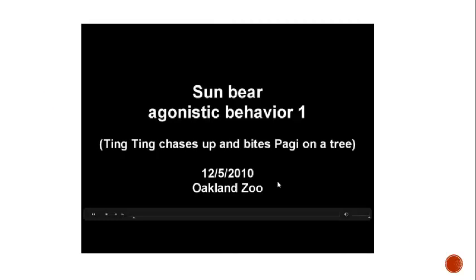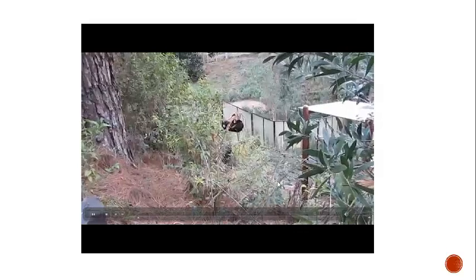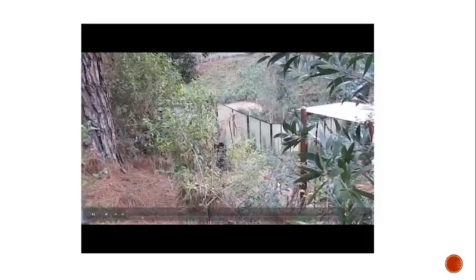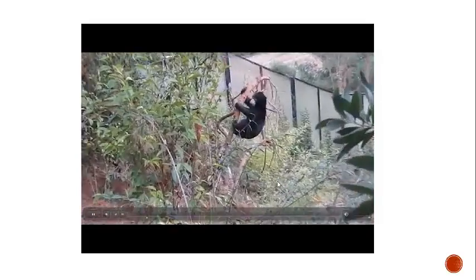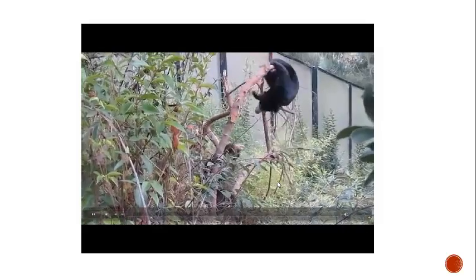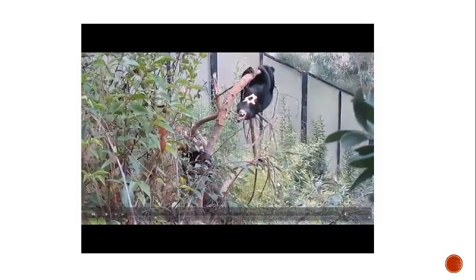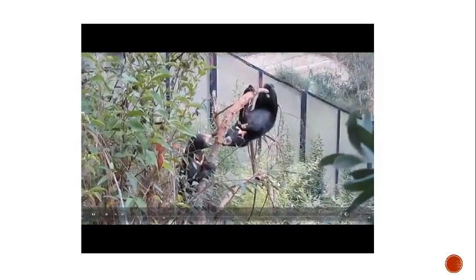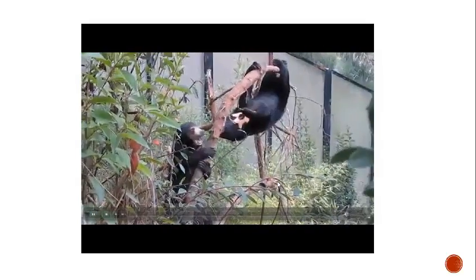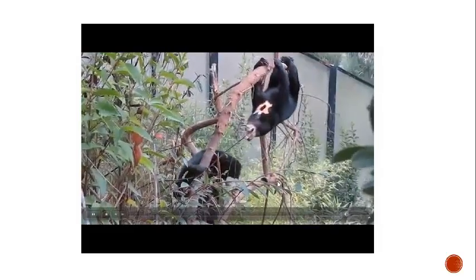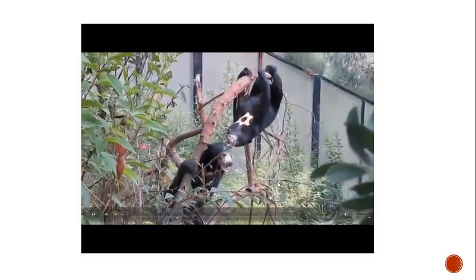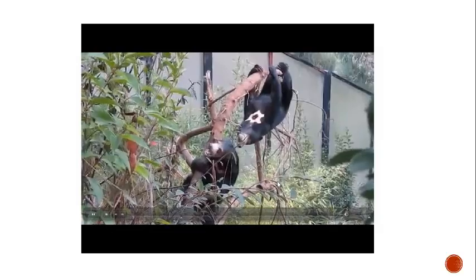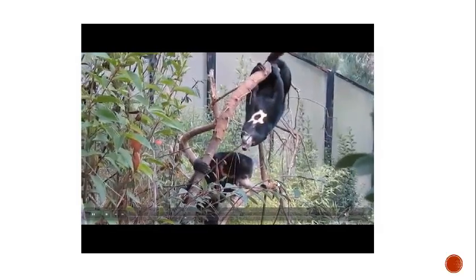This is using the sun bear, and you can see it's pretty easy to see. Obviously, one is more aggressive and the other one is more submissive. You can see it's opening its mouth, it's showing its teeth. It's not actually going to hurt the other bear, but it's just intended to show who the dominant male is in this situation.